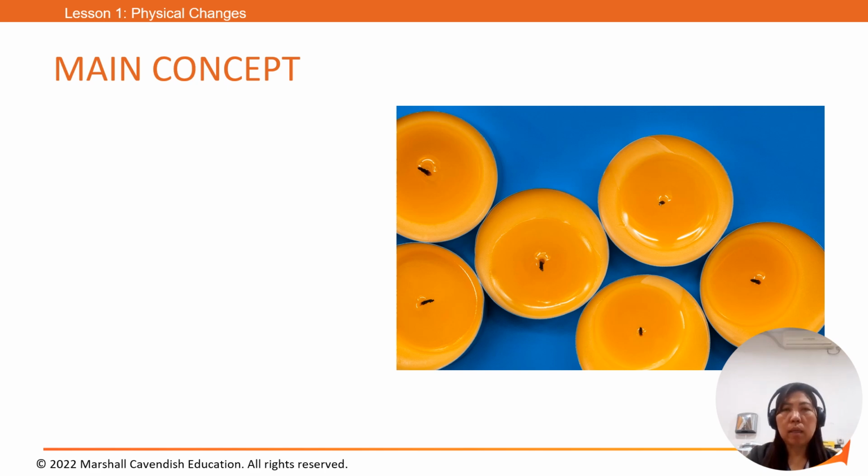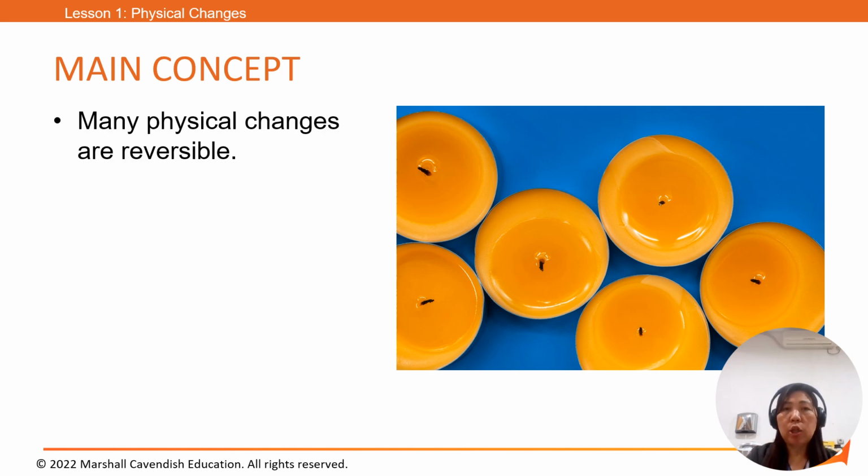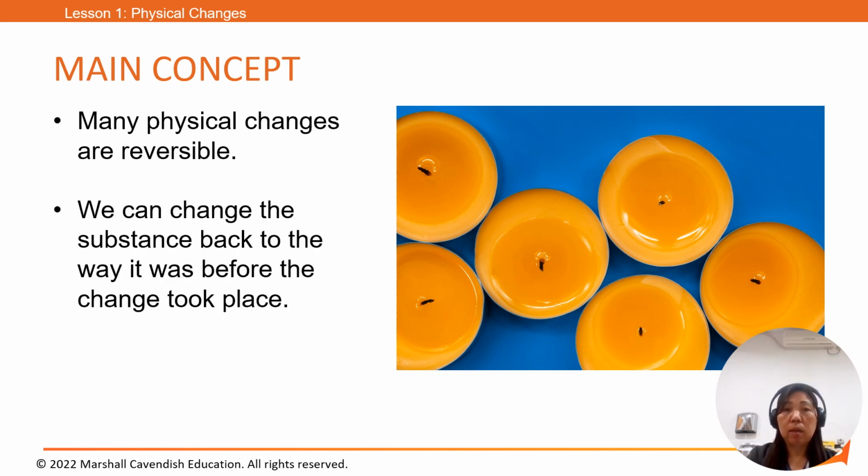Now let's see the main concept of physical changes. If you see the pictures, what are the two states of candle wax shown in the picture? Good job. There is some liquid in the middle and also solid. So the two states of candle wax shown in the picture are solid and liquid. How can the candle wax change from the solid state to the liquid state? Yes, good job, by heating.